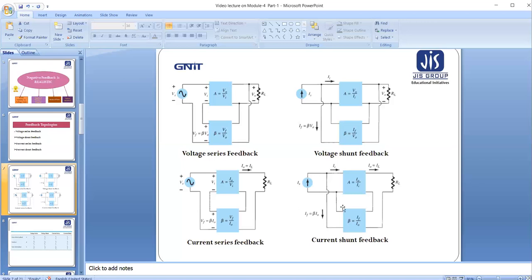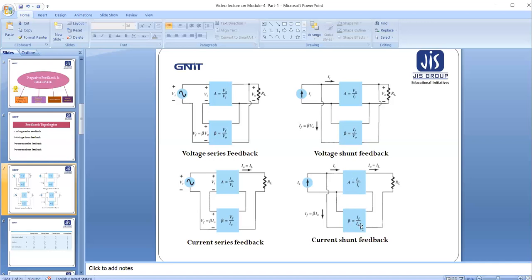Lastly, we will study the current shunt. Here the output signal is current and shunt is also current. So the input side is also the current. Therefore, the output signal will be the same as that of the current series. But here, due to the shunting path, we are using an external current source. One portion is going to the amplifier and the rest portion is going to the feedback circuit. So amplifier gain can be written as I naught by Ii, whereas beta is equal to If by I naught.